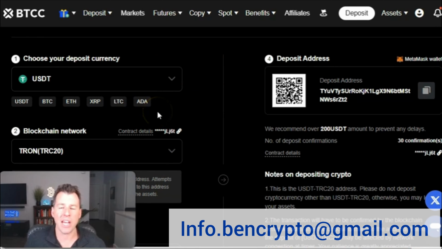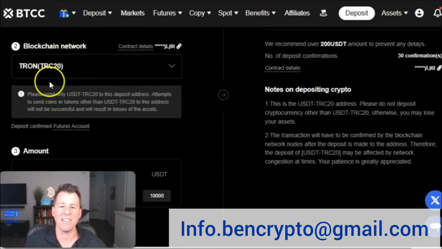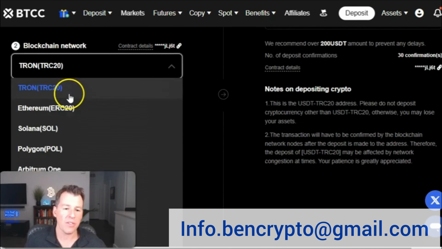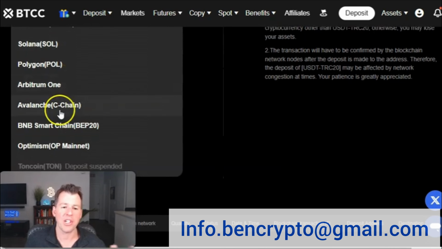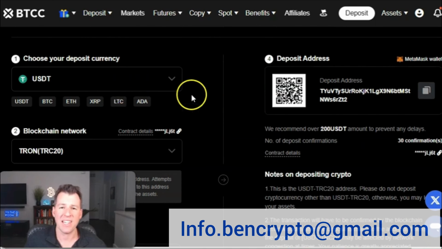So you can deposit any coin on the platform here. And then for USDT and USDC, check it out. You can deposit these two coins on 9 different networks: Tron, Sol, Polygon, Arbitrum, Avalanche, BNB, and Optimism. Coinbase, you can only deposit USDT on one network, Ethereum. Huge advantage of BTCC over Coinbase.